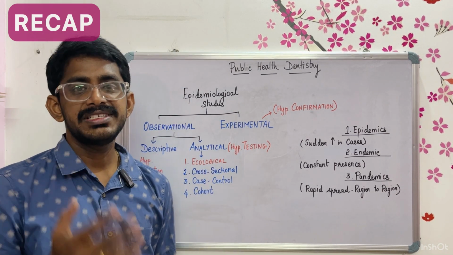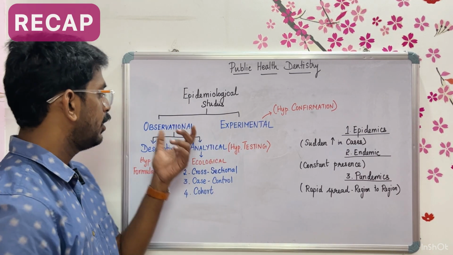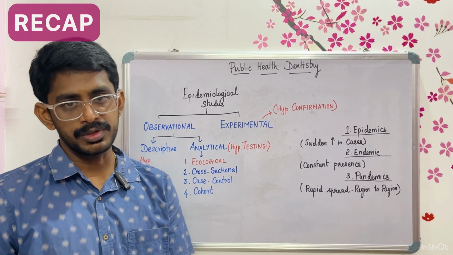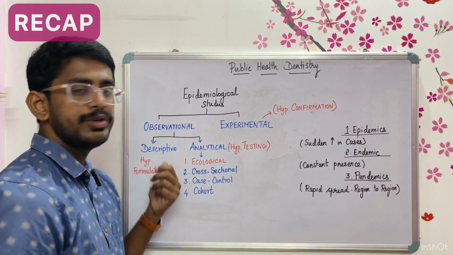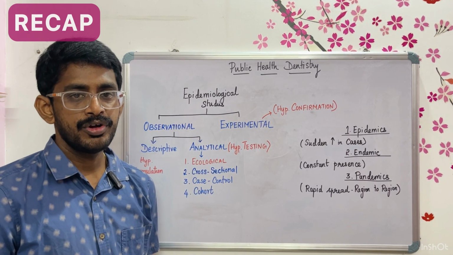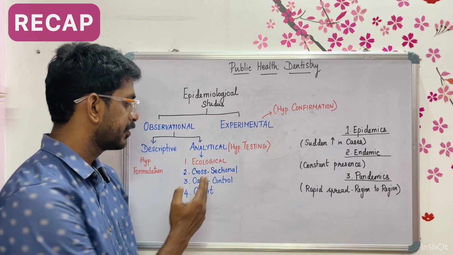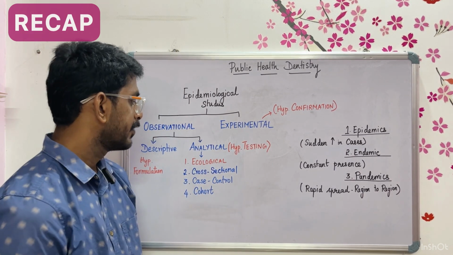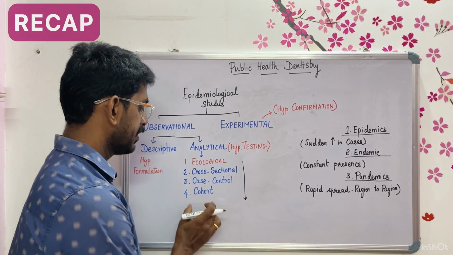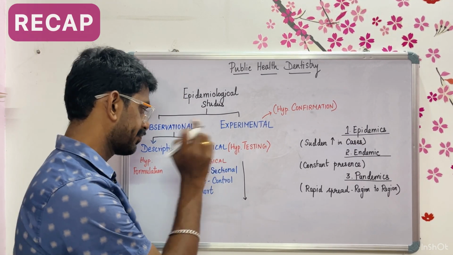So, epidemiological studies are basically divided into observational and experimental. In observational, you do not interfere with the natural history of the disease. Okay, you just observe. In observational, you have two types: descriptive epidemiology and analytical epidemiology. This analytical epidemiology is further divided into four studies. That is ecological, cross-sectional, case control, and cohort. I have written it in this order because the evidence is like this: the highest evidence is in cohort study, the least evidence is in ecological study.